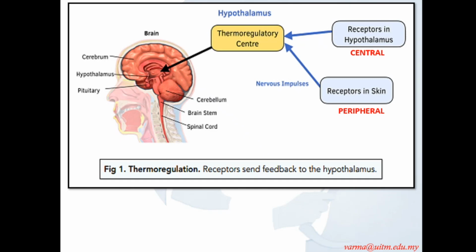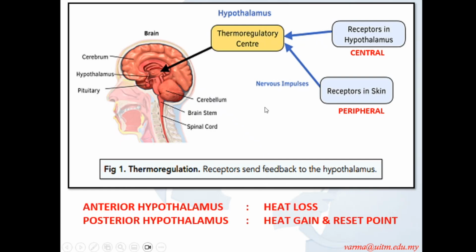Then these impulses will be sent over to the thermoregulatory center in the hypothalamus, and based on the temperature, the hypothalamus will take subsequent effect, whether need to gain it or lose it. If the patient is having a higher temperature, there will be a thermoregulatory mechanism to lose it and bring back the temperature to normal. If the temperature is low, the patient is having hypothermia, there will be a heat gain mechanism to gain temperature. Okay. So we have anterior hypothalamus and posterior hypothalamus. Anterior hypothalamus is involved in the heat loss mechanism.